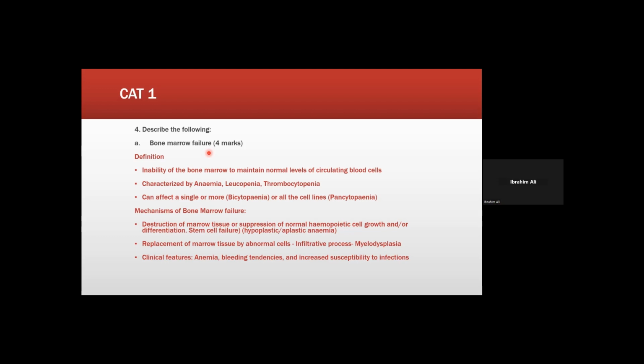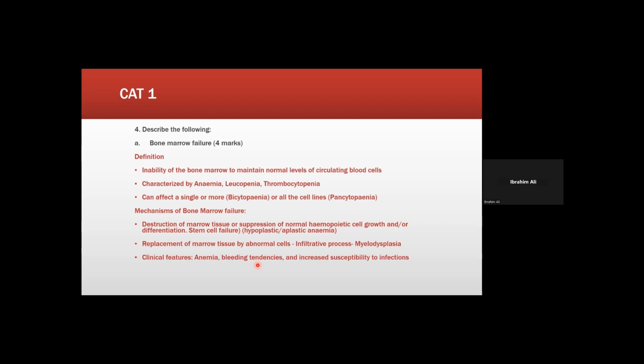Now the clinical features of bone marrow failure can be anemia, when you have low RBC, and bleeding tendency, when your platelets are lower. And when your WBC is low, or when you are leukopenic, you have an increased risk of getting infections. If you put it that way, it'll be easier for you to get the marks.